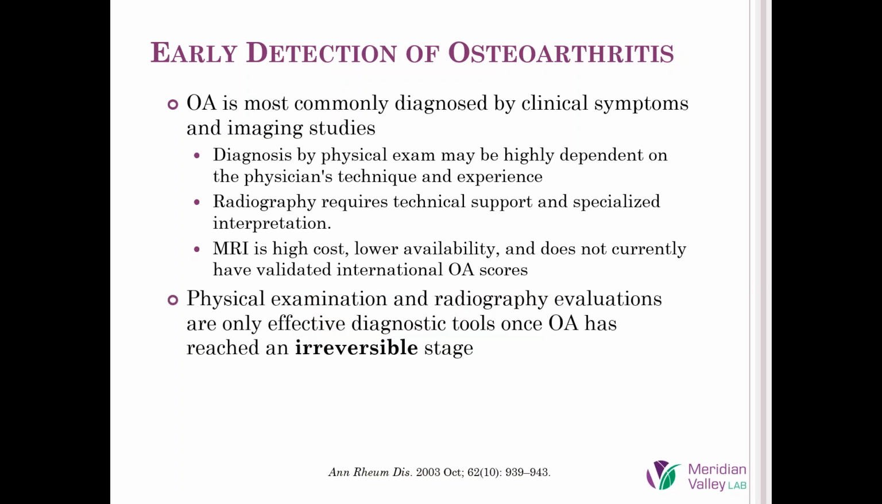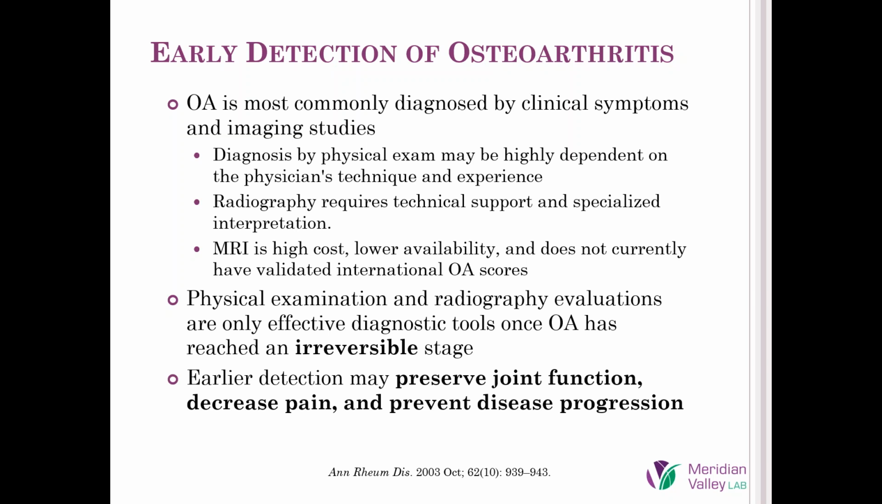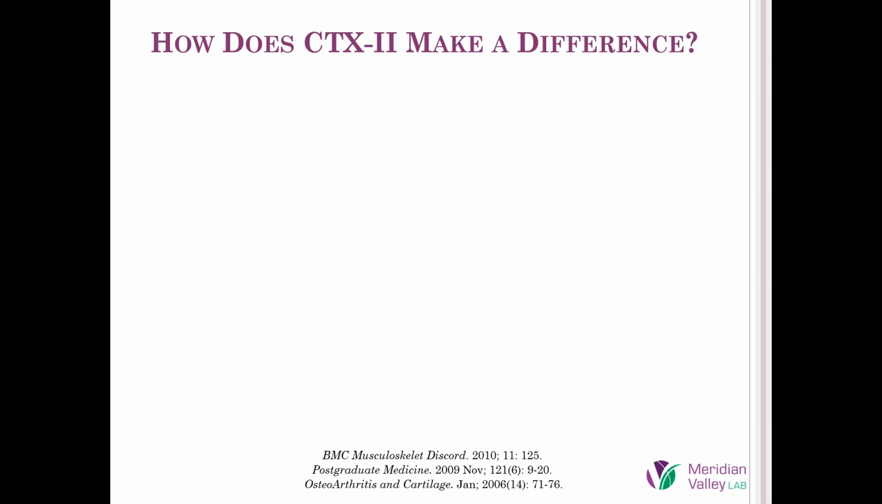Now, the other problem with this is that physical exam and radiography evaluations are only effective at diagnosing osteoarthritis once the disease has reached an irreversible stage. And importantly, changes in urinary CTX-II can happen before that irreversible stage. We can find it earlier, usually when pain starts, and usually before the changes are visible on the X-ray. And this is a great thing because it lets us preserve joint function and cartilage, which can prevent disease progression.